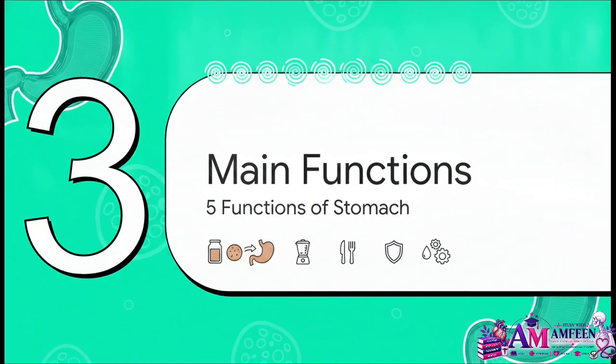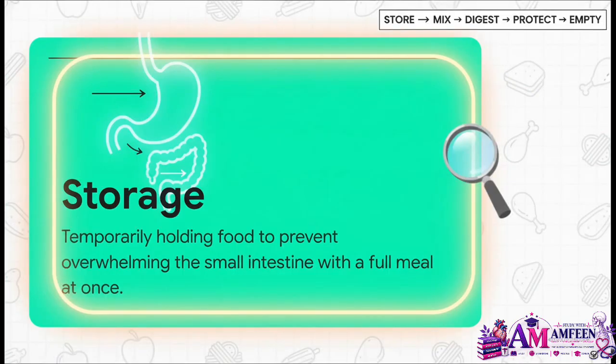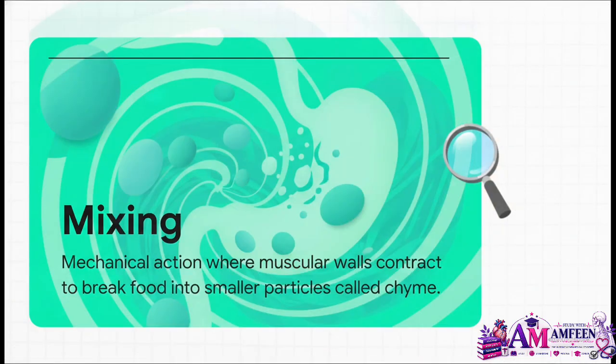That brings us to section 3, the main functions of the stomach. What is the big picture here? Well, there's a really easy way to remember the 5 major jobs. Just think: store, mix, digest, protect, and empty. First off, storage. Your stomach is essentially a temporary holding tank. When we eat, it stores the food so we can comfortably consume a full meal without completely overwhelming the small intestine all at once.